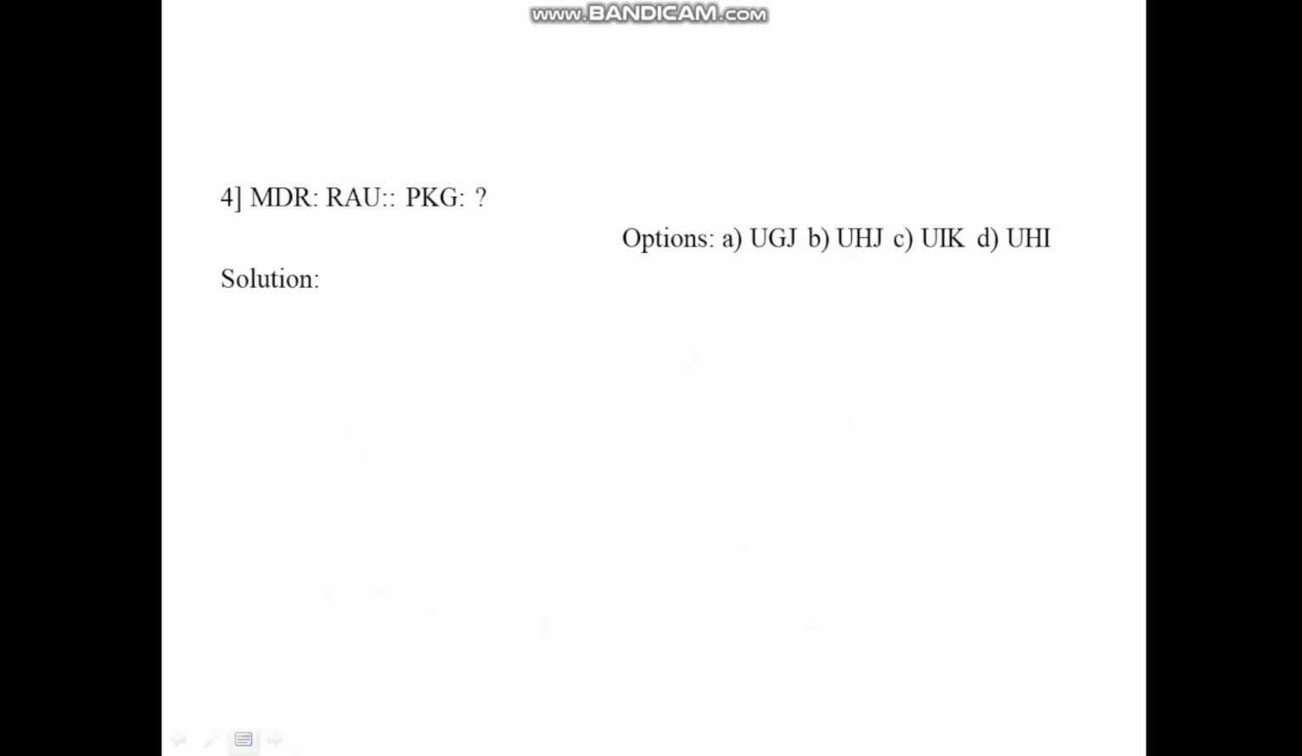I will move to the next question. It's simple. If you practice it, it's nothing. It's a fraction of a second's work. Again, I will write down in column-wise direction. R, A, U. You have to find out what is the P, K, G relationship. Find out the relationship between M and R, D and A, R and U.